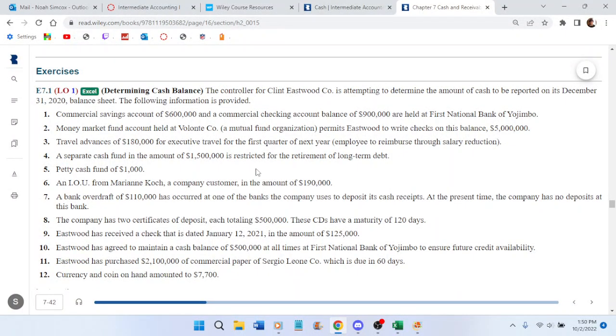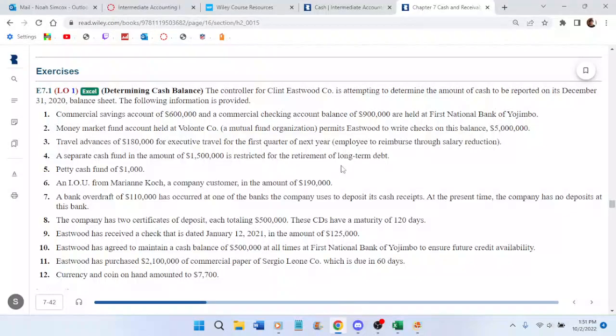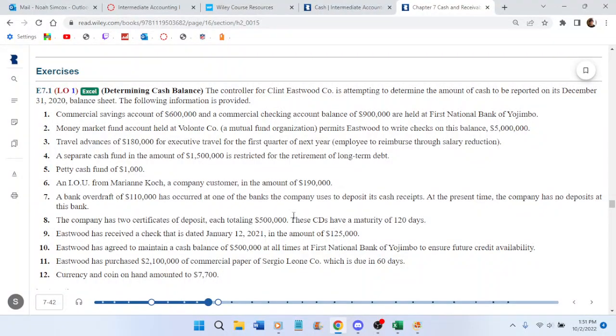Here's what we're going to do. We're just going to enter the numbers if we think it's cash. I'm not even going to look. Cover up the thing. Now I can't look at it. Commercial savings account, so 600,000, 900,000. Travel advance is not cash. Separate cash, restricted, and do not classify in your cash. Petty cash is 1,000. IOU doesn't count. Bank overdraft doesn't count as cash.